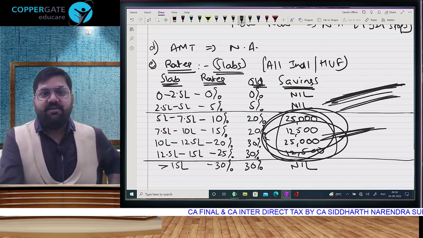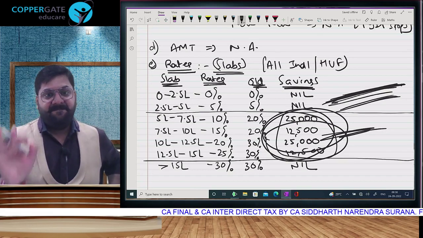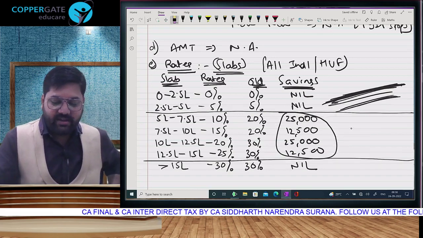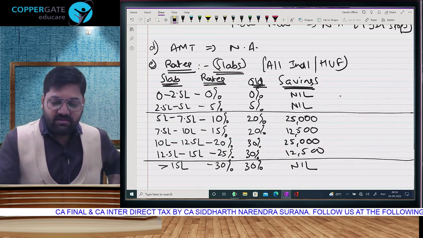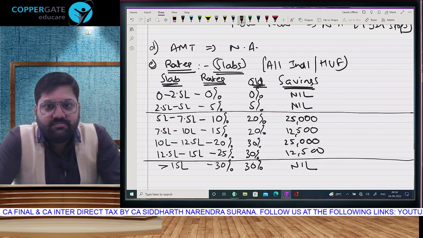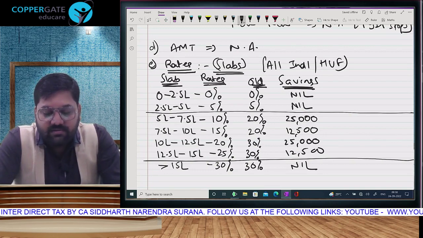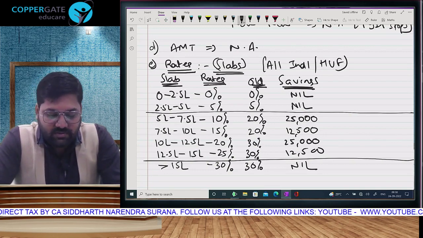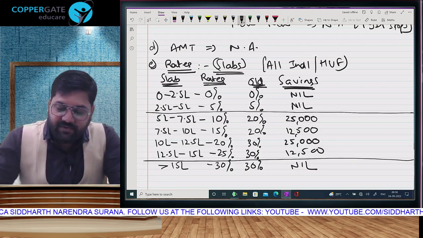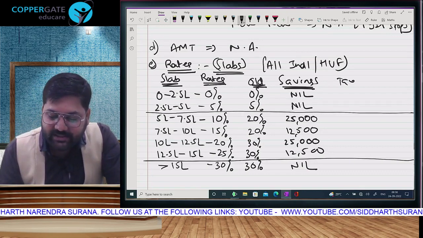Savings can be maximum 75,000. Loss can be unlimited. Never suggest anyone to go to the new regime. Is that clear? Everyone? Okay. So these are the slabs. Now we will do one thing. We will also calculate the tax in new regime.